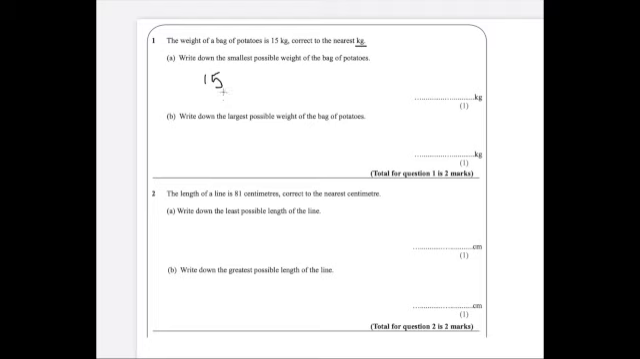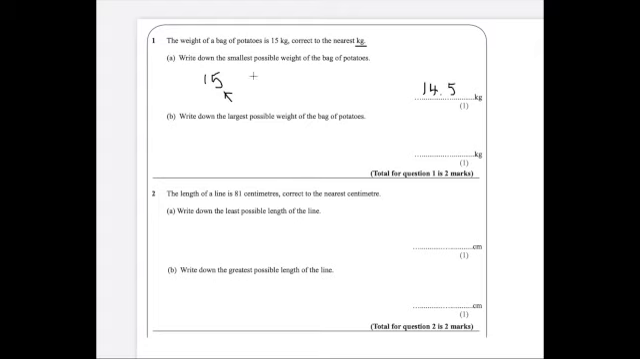So the smallest value, this pretty much means what is the smallest value that would round to 15. So it would be 14.5, because 14.5 is the smallest value that would round up to 15. If it was 14.6, it would still round up, but it wouldn't be the smallest value. But if it was any lower than 14.5, it would round down to 14. So the smallest value is 14.5.